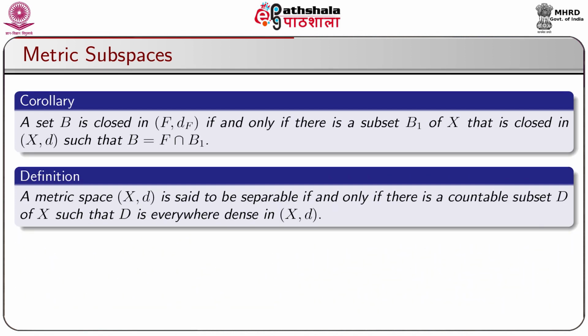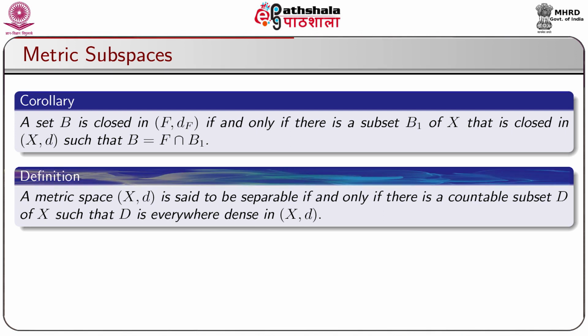Now, we get the following corollary. A set B is closed in the metric subspace (F, d_F) if and only if there is a subset B1 of X which is closed in (X, d) such that B is equal to F ∩ B1.